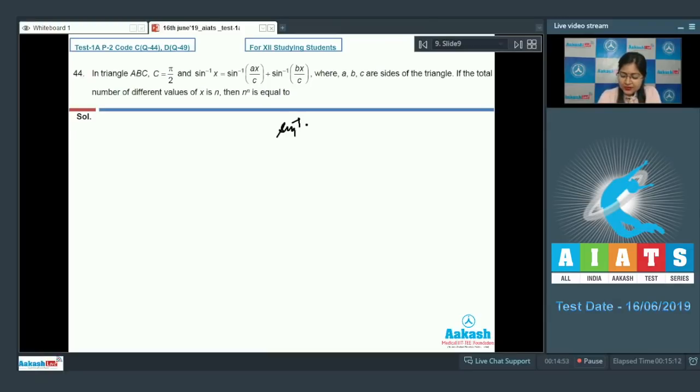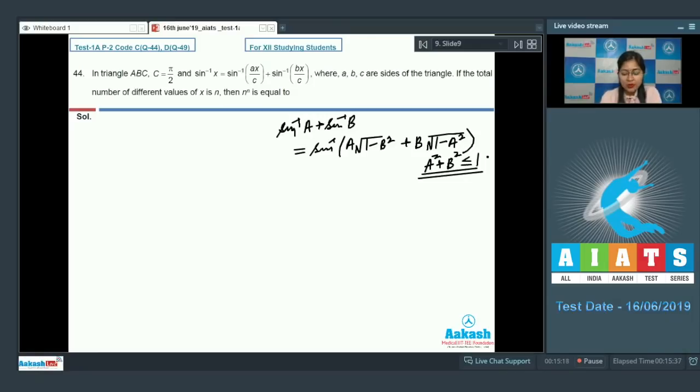See, we know that sin inverse a plus sin inverse b is equal to sin inverse of a multiplied with under root of 1 minus b square plus b times under root 1 minus a square. And it is true when a square plus b square is less than or equal to 1. And in this case, it can be seen that it is less than or equal to 1. So we can safely apply this formula, because here we have c square equal to a square plus b square for a right angle triangle.